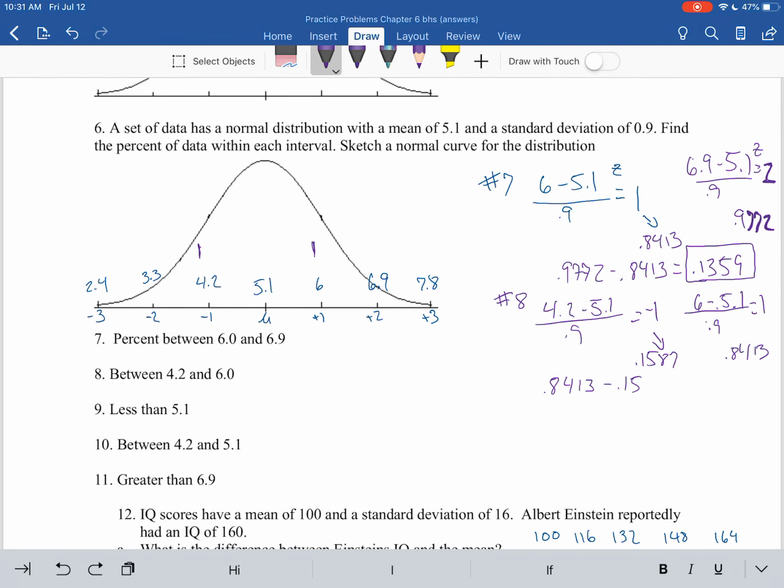And we subtract these values from each other. We're going to get 0.6826. If you use your rules, 68%, we're right there.